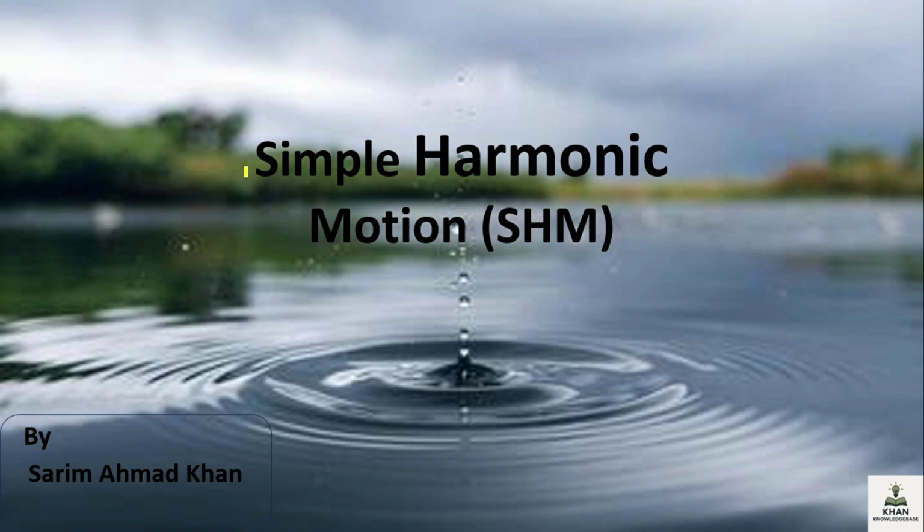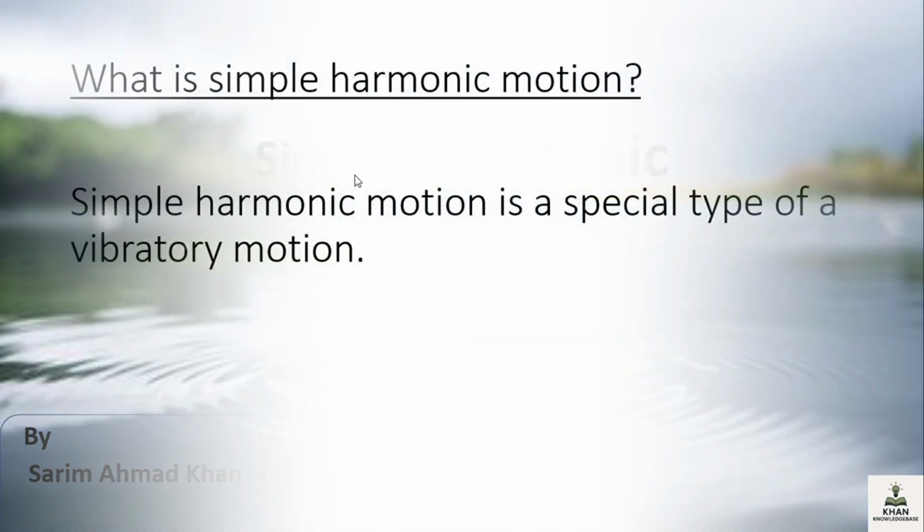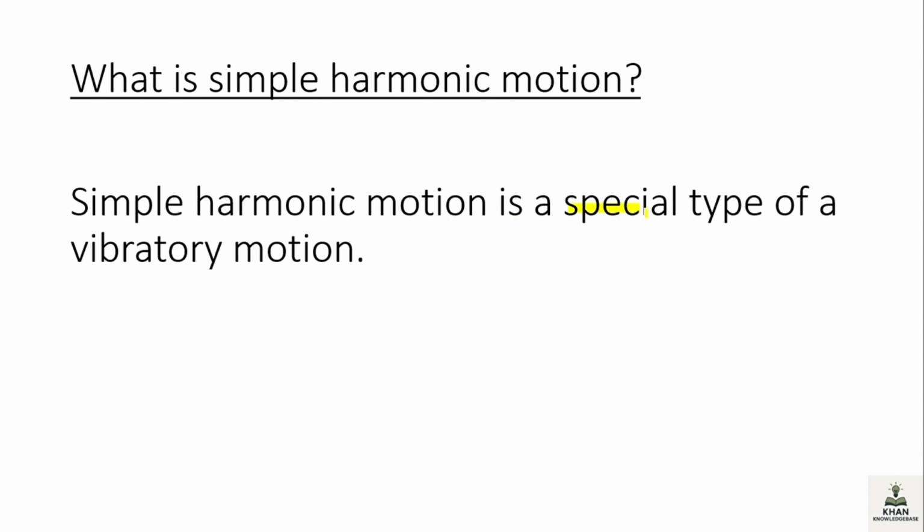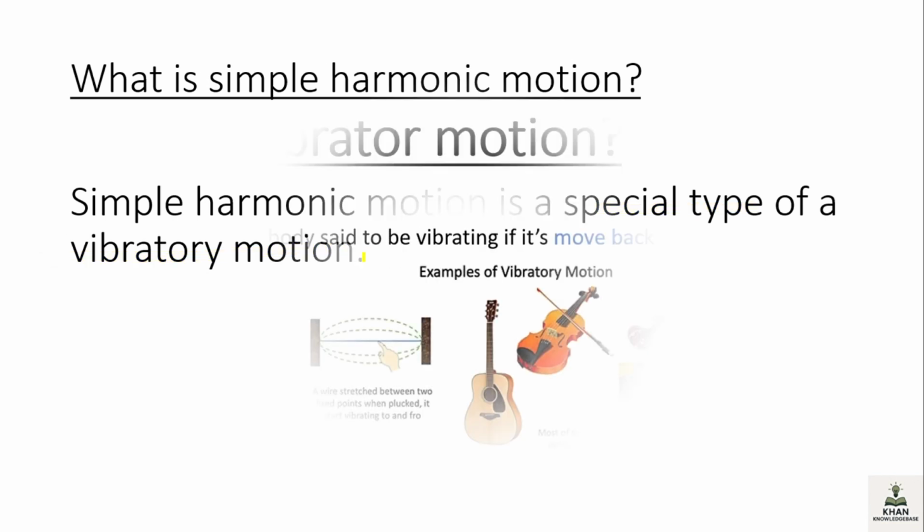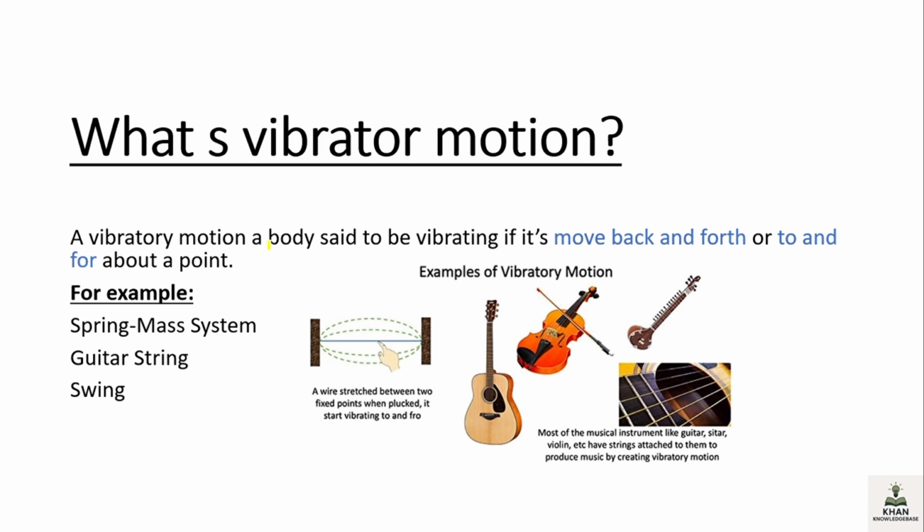So our first chapter is simple harmonic motion. Now, what is simple harmonic motion? Simple harmonic motion is a special type, or you can say a special kind of vibratory motion. Now, there's a question: what is vibratory motion? A body is said to be vibrating if it moves back and forth, or to and fro, about a point. For example, a spring mass system, guitar string, swings.